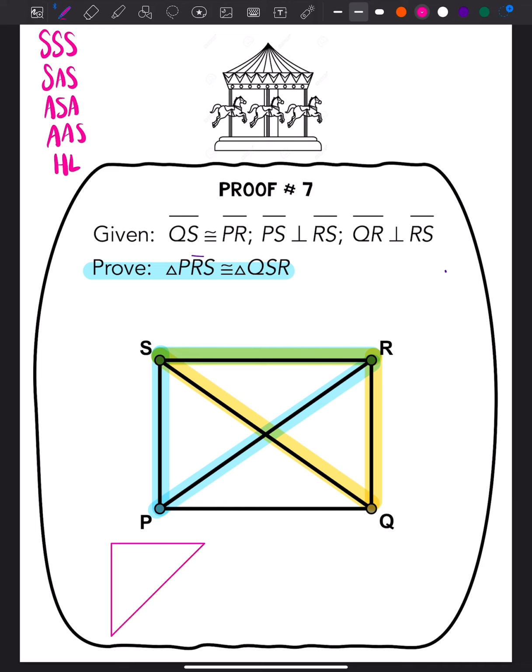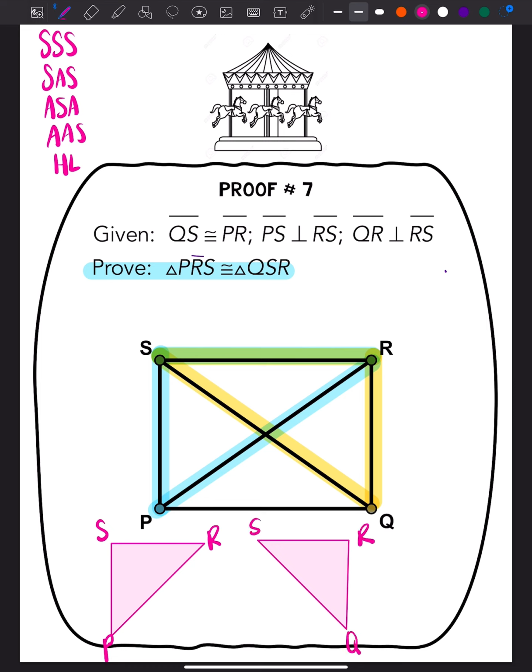I'm going to draw a triangle PRS. And then I'm going to over here draw a triangle QSR. And it doesn't matter how neat or straight it is. We just want to have a visual representation. So PRS, that's this triangle right here. And QSR, QSR is this triangle right here.